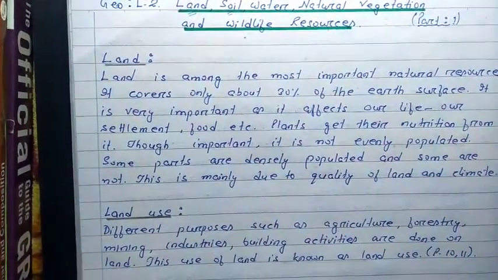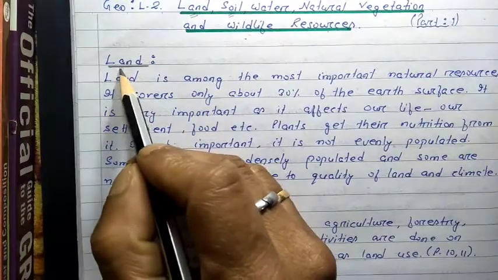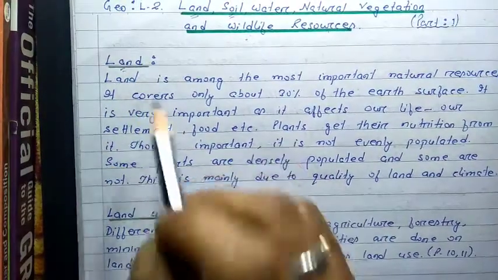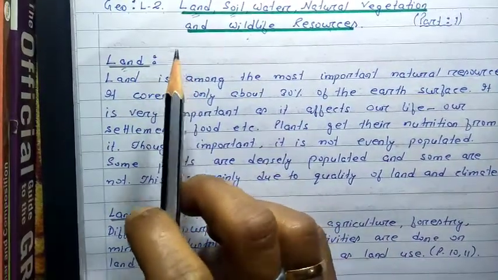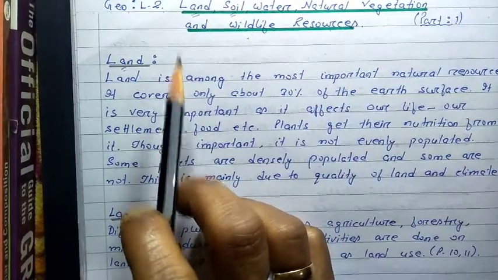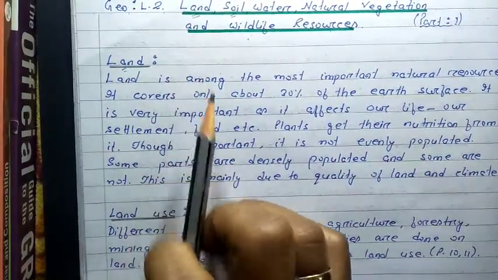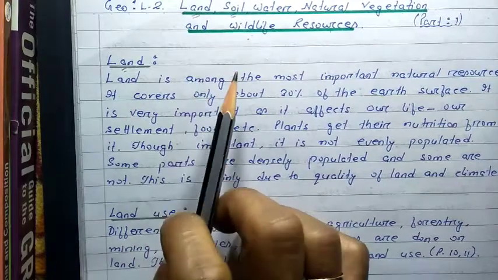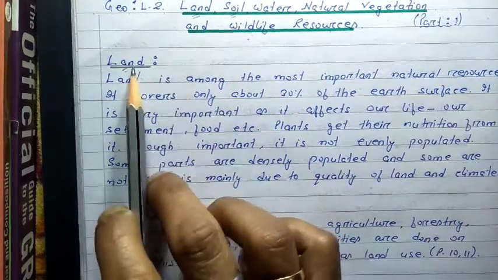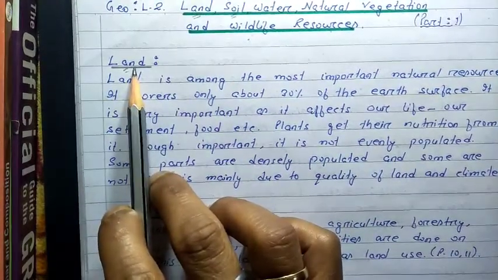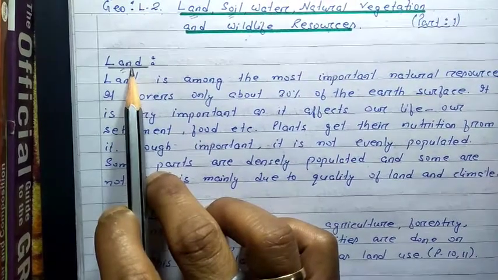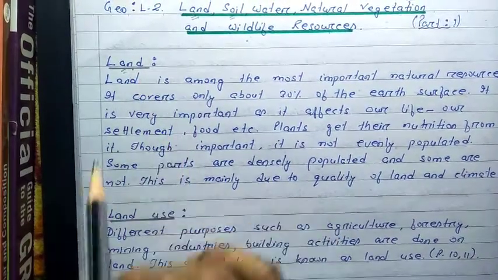So, first of all, we are going to discuss land. What is land? As you already learned in class 7, an environment can be classified into four spheres. Atmosphere consists of air, lithosphere consists of land, hydrosphere consists of water, and biosphere is the combination of all the three spheres.